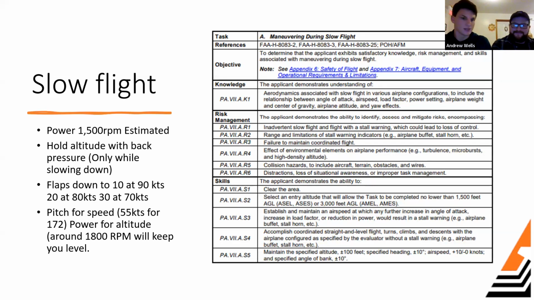Yeah. Like I was saying, hold that altitude, right? Hold it with that back pressure at first, because we're not pitching for speed, power for altitude yet. We want to hold that altitude by pulling that yoke back a little bit and slow it down.